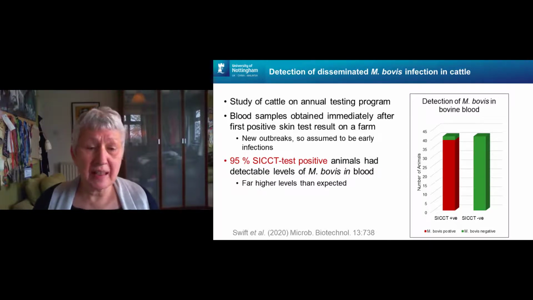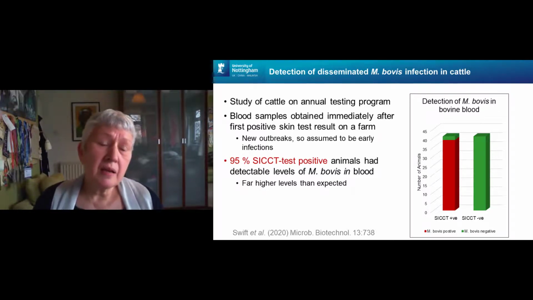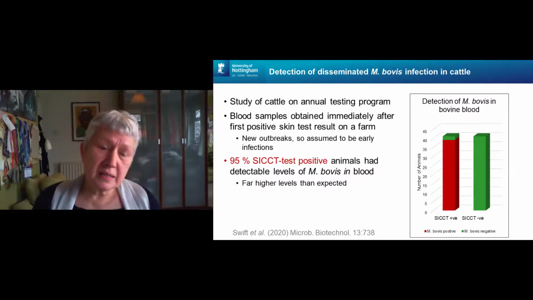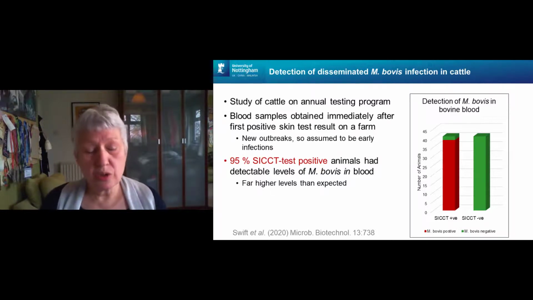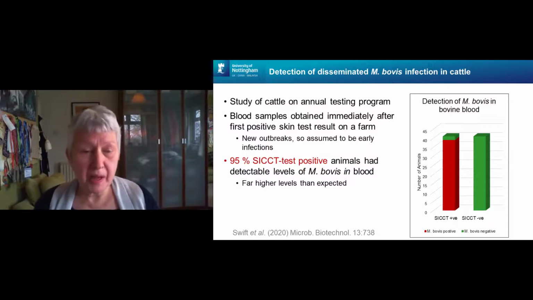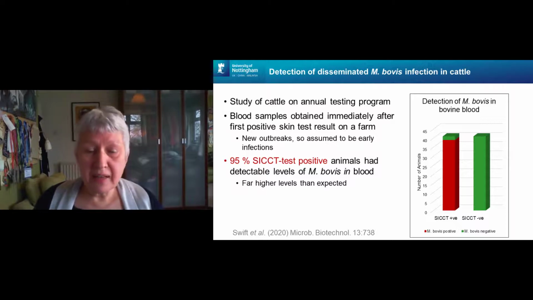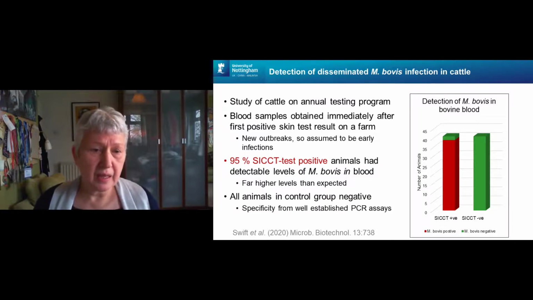bovis in their blood. Now, that was far higher levels than expected, because we're still working on this model of bovine TB being a lung infection primarily, transmitted through inhalation of aerosols, the disease is being established in the lungs, and then being disseminated to the other parts of the body later in infection. Again, our negative animals from another farm were all negative, so we had good confidence that this result was specific.